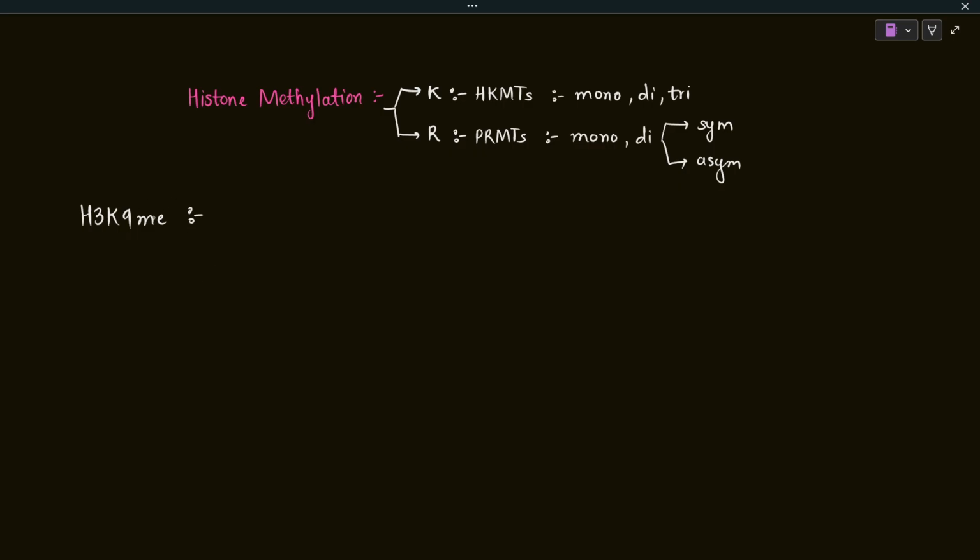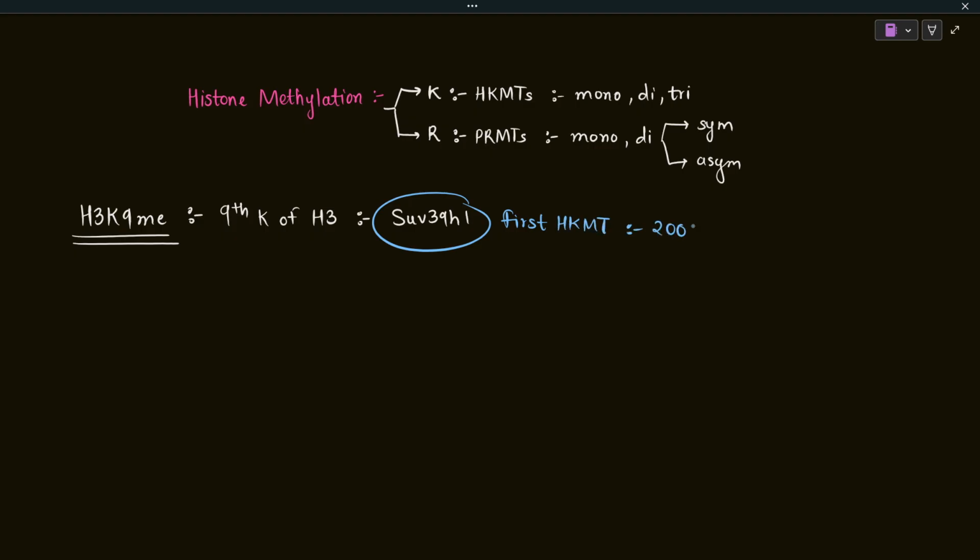The methyl group is added on the ninth lysine residue of the histone 3 protein, so this is written as H3K9 methylation. This is done by the enzyme known as Suv39h1, suppressor of variegation. This was the first HKMT identified, in 2000, by researchers. SUV39H1 is responsible for methylation of the ninth residue of the H3 protein.